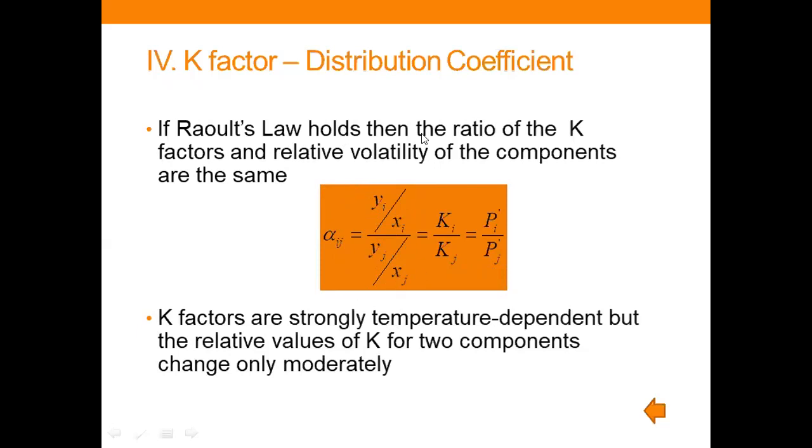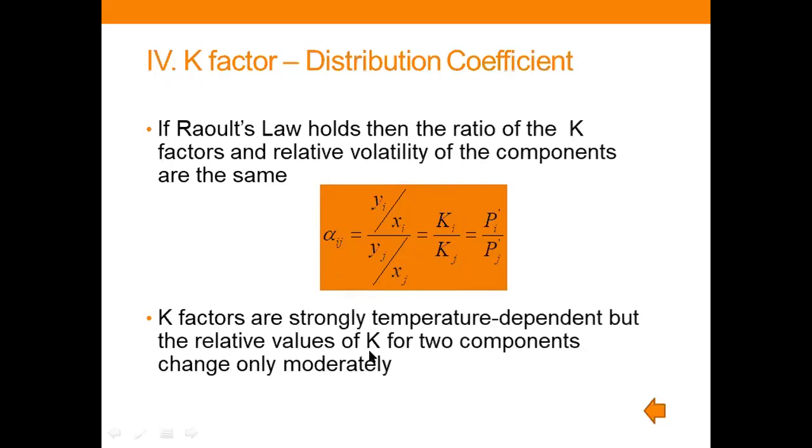So if Raoult's law holds, then the ratio of the K factors of your components in a two-component system, I and J respectively, will be this one. The ratio of the two K factors, excuse me, is equal to the relative volatility of your system. So K factors, take note, are strongly temperature dependent in the same way that pure vapor pressures are temperature dependent. But relative values of K, when we speak of a two-component system, may only change moderately.